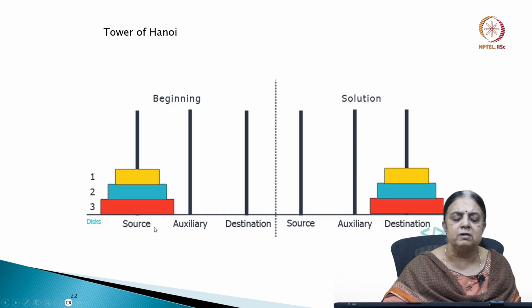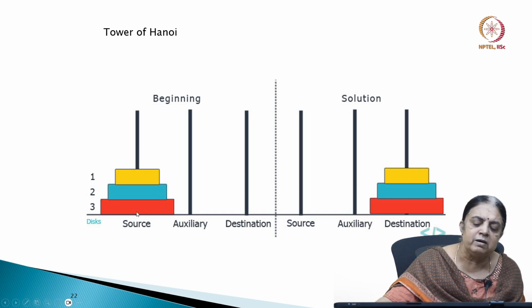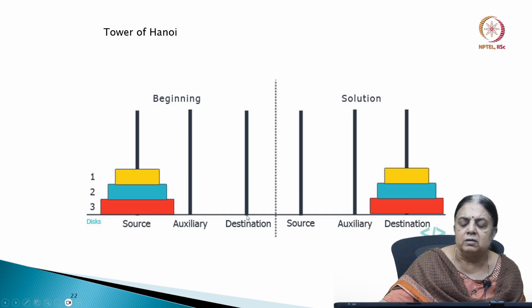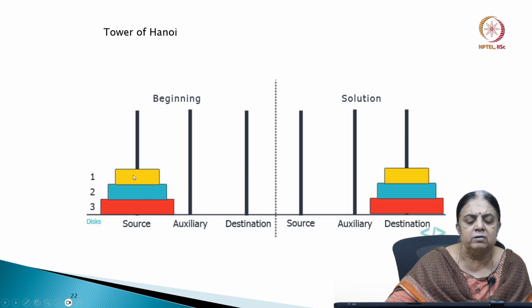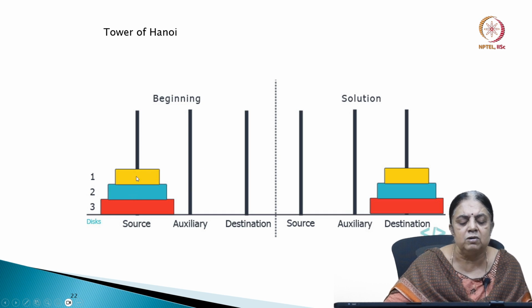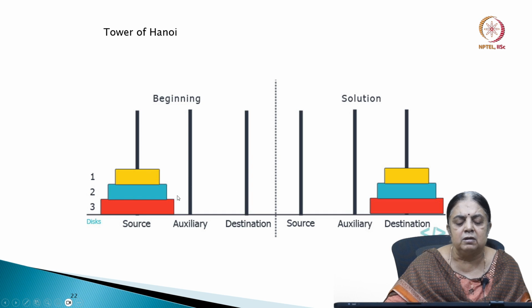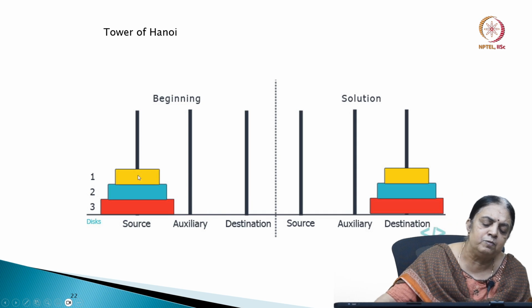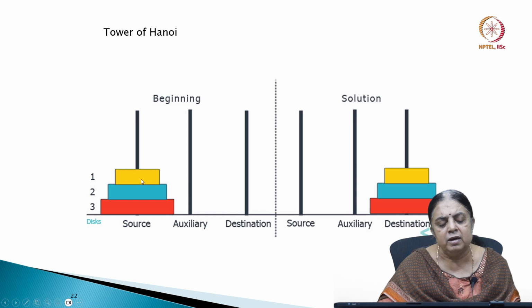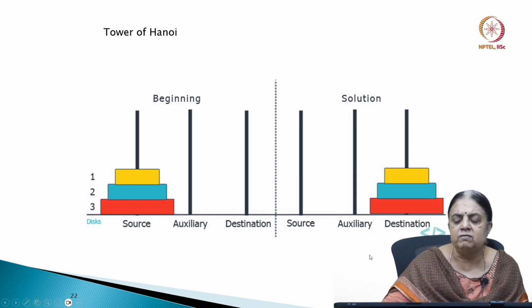So let us look at the Tower of Hanoi problem. So here we have three discs over here and three pegs. You can remove the discs and put them on the other pegs. Only thing is you cannot put a larger disk on a smaller disk. And this is your original state that you have, and this is your final state. So how do you do this, moving from here to here?